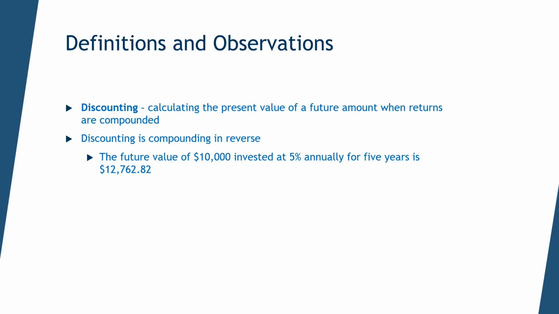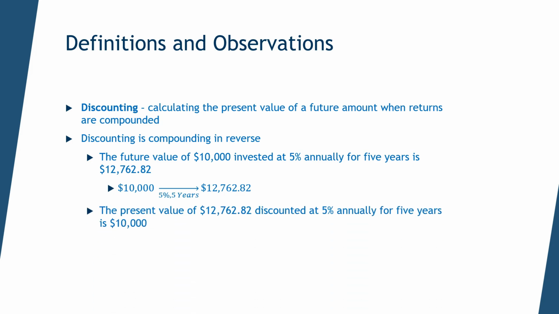So if we took $10,000, invested it at 5% annually for 5 years, the future amount is going to be $12,762.82. Now, the present value of that future amount discounted at 5% annually for 5 years is $10,000. So in this case, we're taking the future amount of $12,762.82, discounting that, and we get today's value of $10,000.